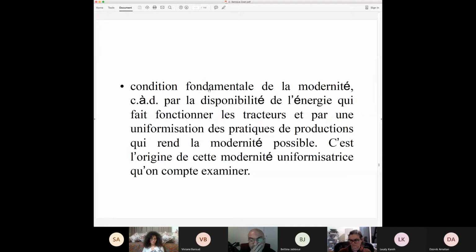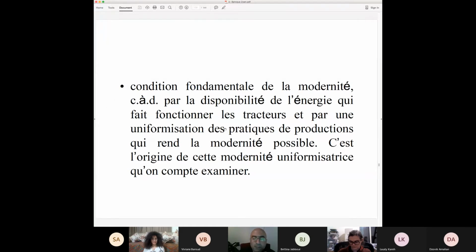And so what do we see then? What we see is a characteristic of modernity, availability of energy, leading to a second characteristic, which is what we will describe as uniformization, more particularly standardization of the elements of our civilization. And it's this uniformization, this standardization, that we're going to try to understand.